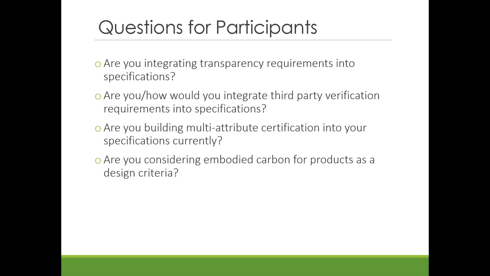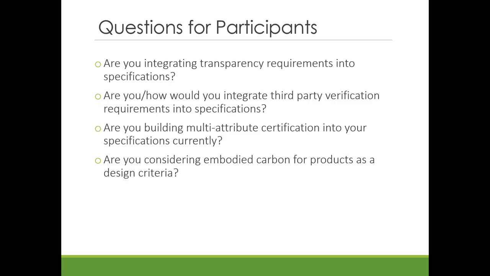And the different product category rules for the various products that are out there dictate what phases you're going to look at in the life cycle, and the impact categories you're going to be looking at. So looking at that carbon is really important. And again, you can demonstrate a greener product by reducing the embodied carbon or the carbon footprint of it.